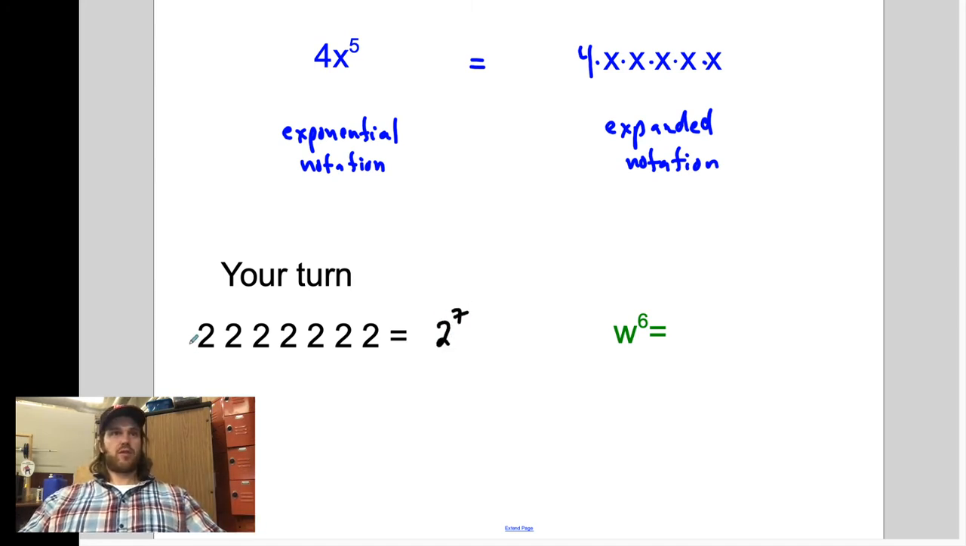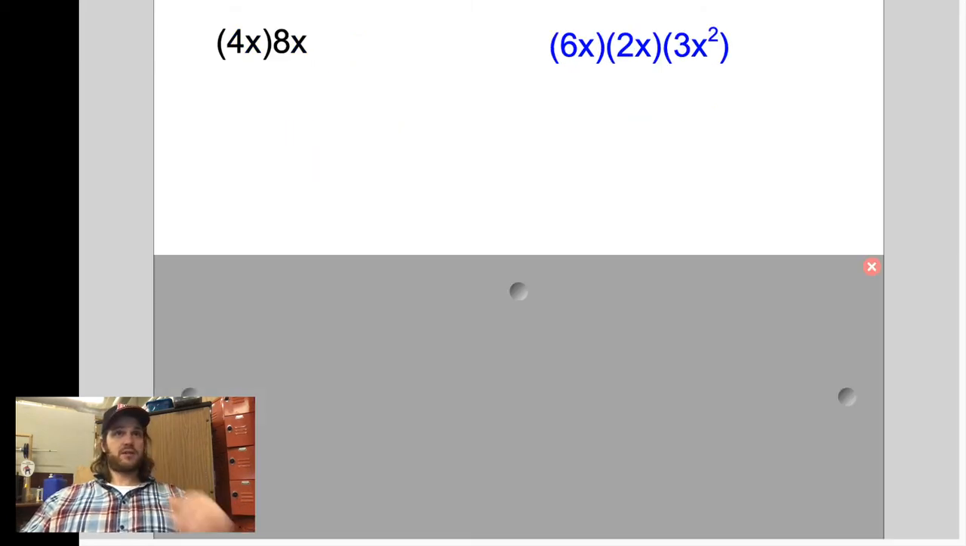2 to the 7th. 1, 2, 3, 4, 5, 6, 7 2's being multiplied. In green, w to the 6, 6 w's. Not too exciting, Mr. Slagle. This is easy, snorefest. Okay, let's do some harder ones.